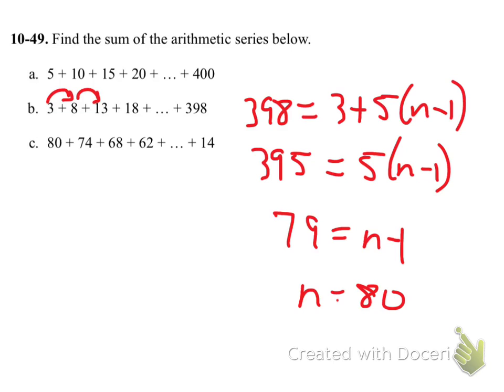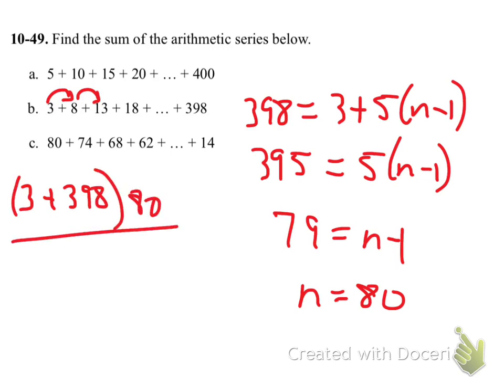So on this one, I'm going to end up having 3 plus 398 times 80 over 2. That's going to then give me a sum of 16,040.